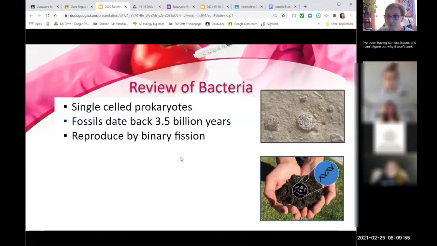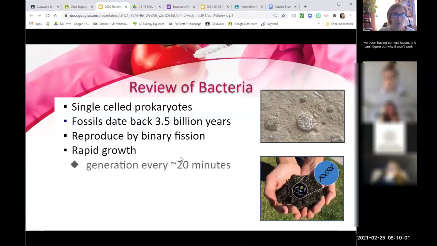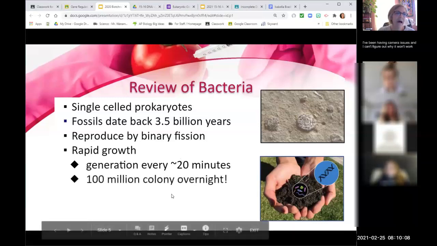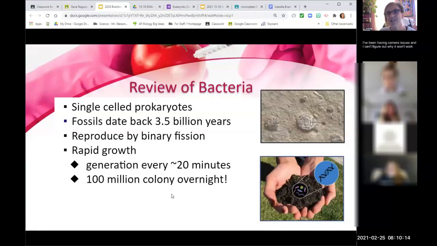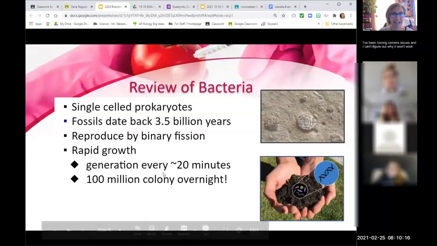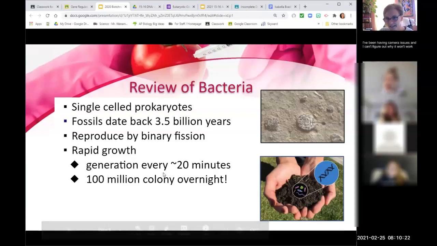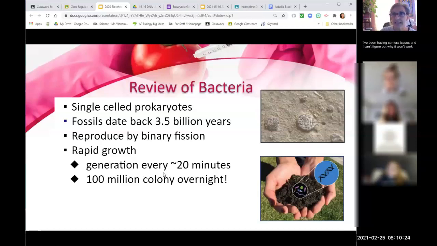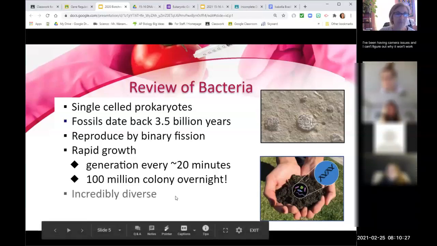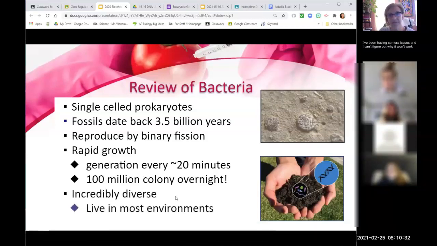We know they reproduce through binary fission, meaning they're going to make copies of their DNA and they're going to split in half, which allows them to reproduce very quickly, about every 20 minutes. It's exponential growth. You should be able to do the math on that, which means we can make 100 million colonies overnight. So if there is a gene that I want to express, bacteria are the perfect lab organism. If I want to manufacture a protein in the lab, bacteria are perfect for that. They're incredibly diverse. We can find them everywhere, right?